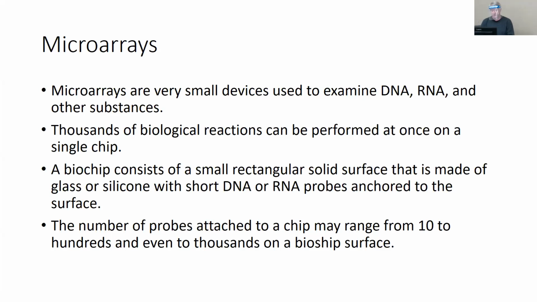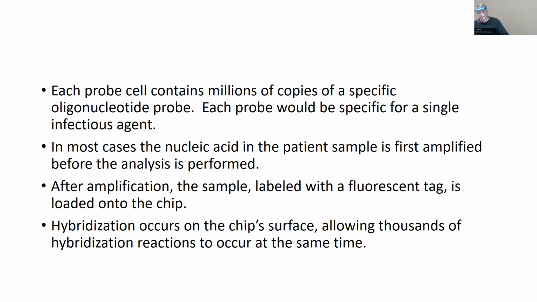The biochip consists of a small rectangular solid surface. It's made of glass or silicon. It has short DNA and RNA probes anchored. So it runs the sample through those probes. Each probe contains millions of copies of an oligonucleotide probe. In most cases, the nucleic acid from the patient sample is first amplified. After the amplification, the sample is labeled with a fluorescent tag. It's loaded onto the chip.